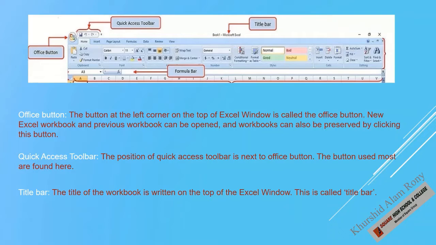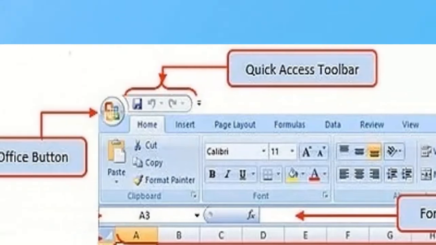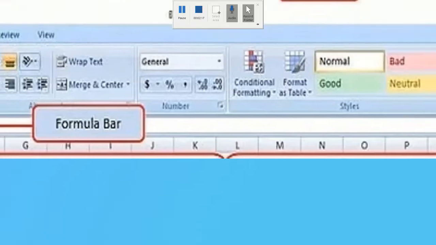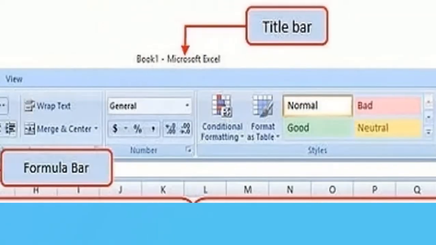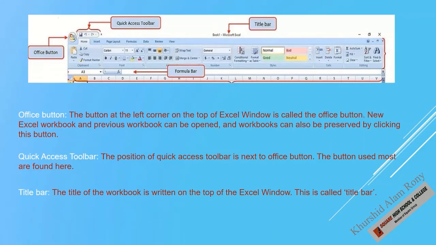Now, quick access toolbar. This is the quick access toolbar. The position of the quick access toolbar is next to the Office button. The buttons used most are found here. Title bar. The title of the workbook is written on the top of the Excel window. This is called the title bar.